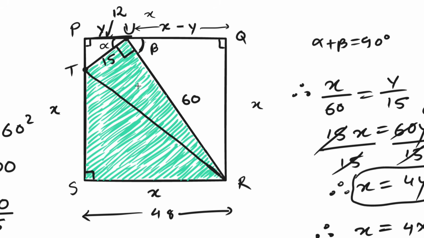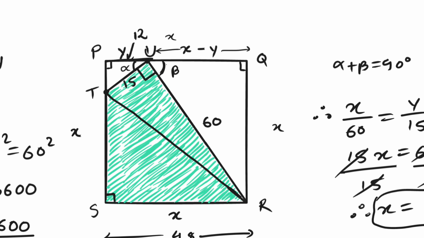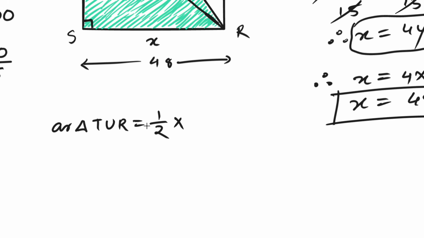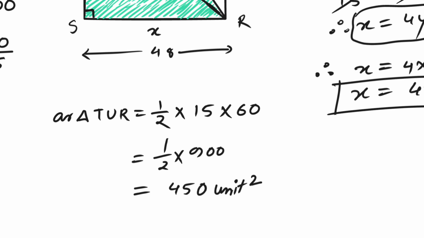We are told that angle TUR is 90 degrees, so TU and UR are perpendicular. That means we can use those two given lengths directly as the base and height. TU is 15 and UR is 60. Therefore, the area is 1/2 multiplied by 15 multiplied by 60. First, 15 multiplied by 60 is 900. Half of 900 is 450. So the area of triangle TUR is 450 square units.